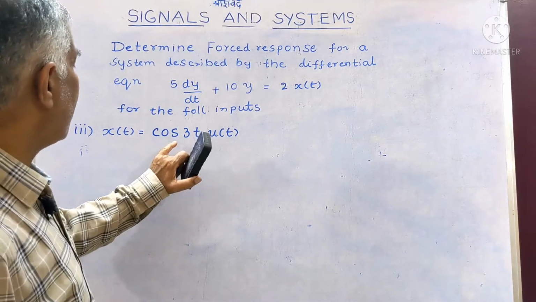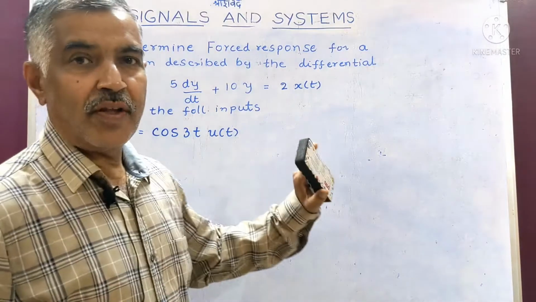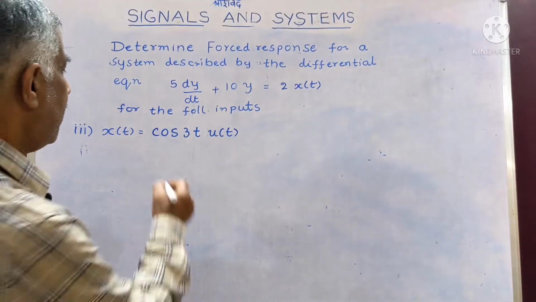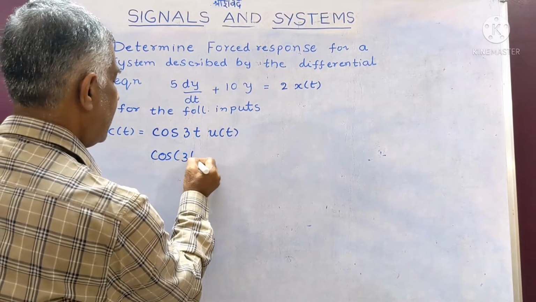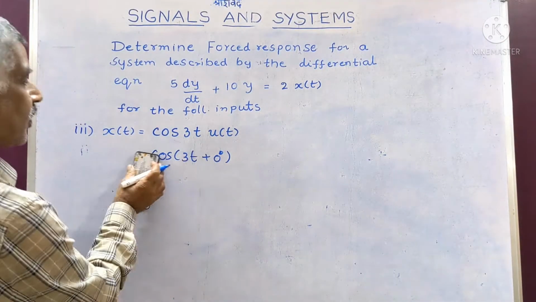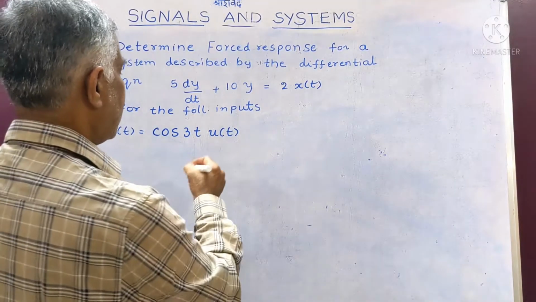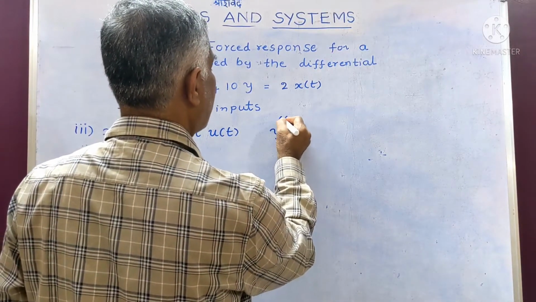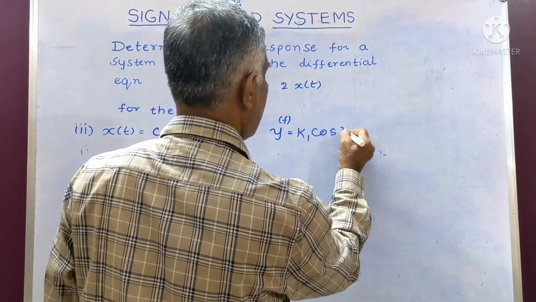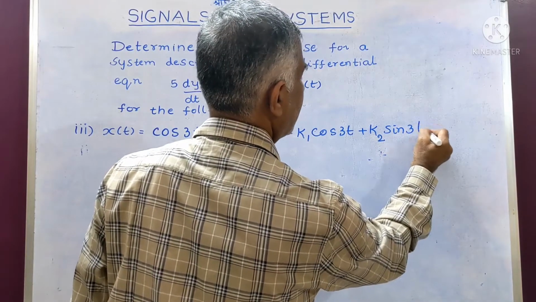The input is in the form of a cosine function, cos 3t. The angle phi is not given in this, so phi is 0. That is cos 3t plus 0 degrees. Now, if the input is a cosine function, then the output, the forced response, is of the form k1 cos 3t plus k2 sin 3t.